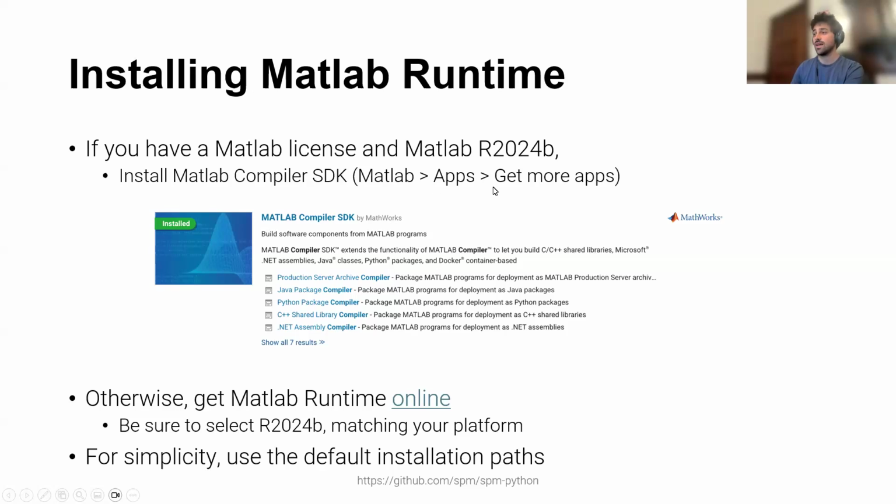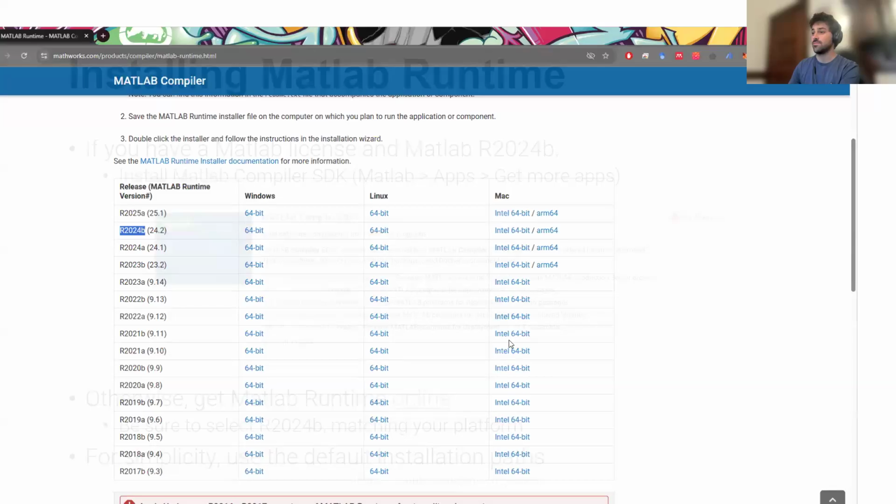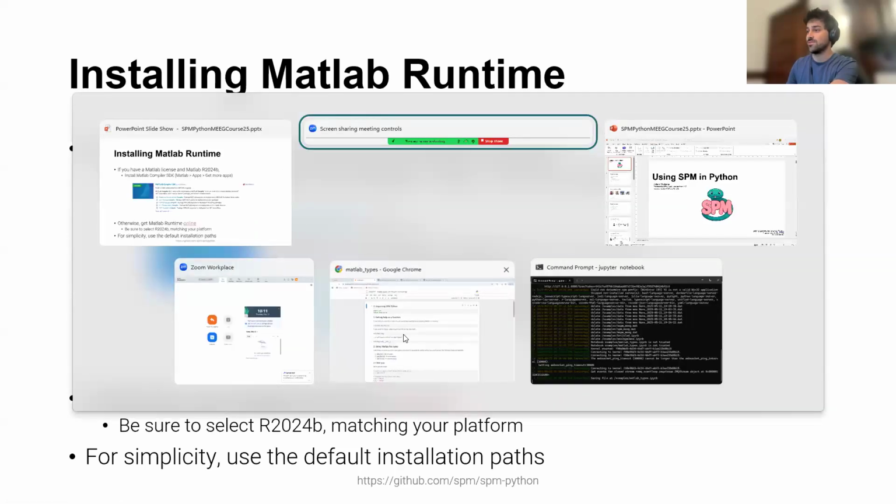If you don't have MATLAB, you can click on this link, or just type MATLAB runtime on Google, and you'll be redirected to this website. Here you choose the release R2024B for whichever platform you're using. For simplicity, use the default installation path. And it might be a lot to remember.